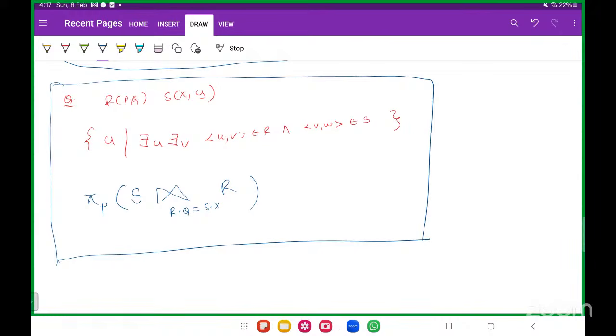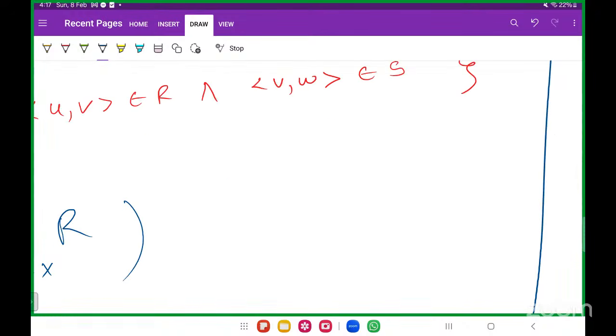So whenever you do the natural join operation, you make sure that R dot B is equal to S dot X. That is the key point. And since you are returning U, which is nothing but A of R. So it is a natural join, right? Pi of A, S natural join R, where R dot B is equal to S dot X. That is the correct answer.